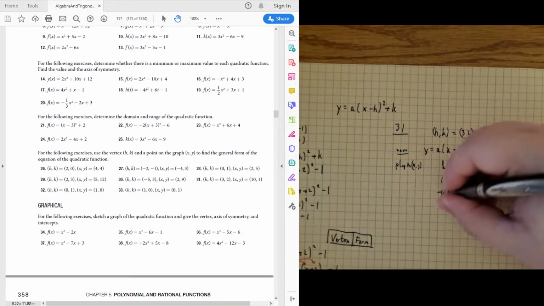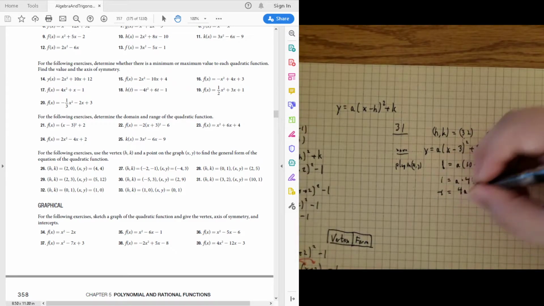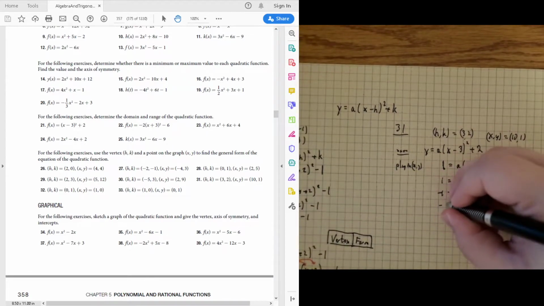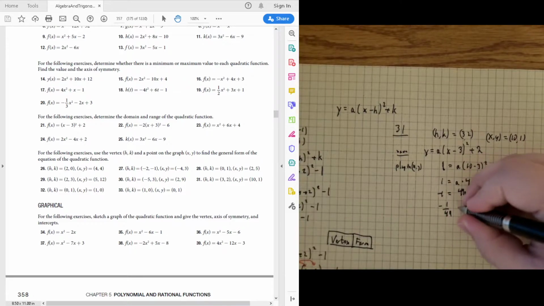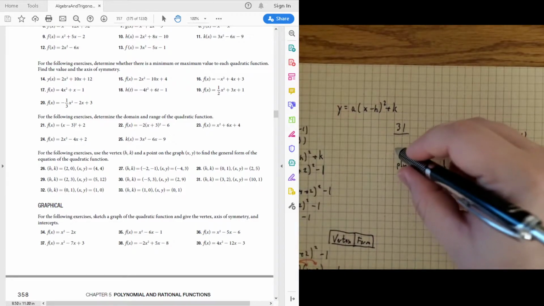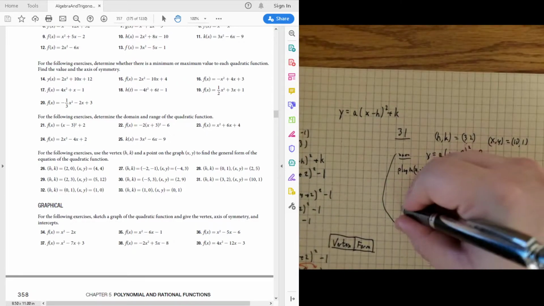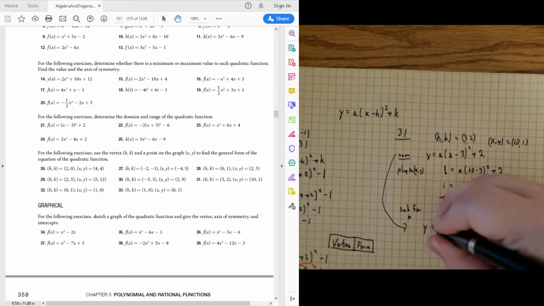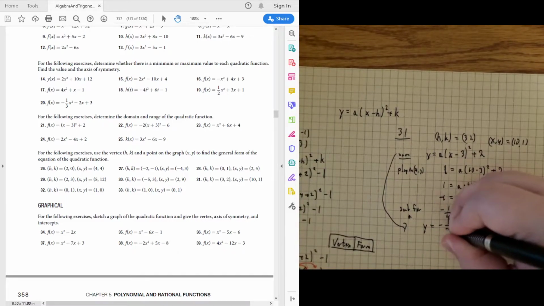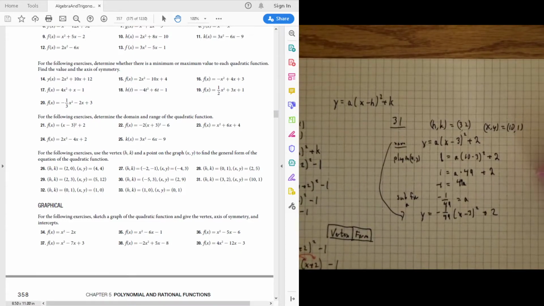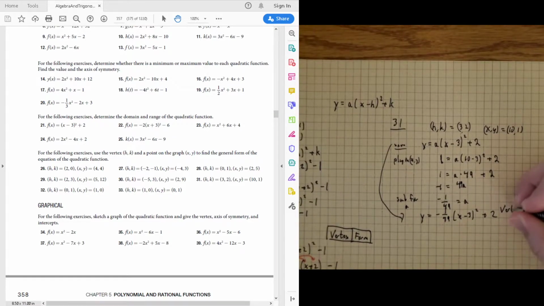I get negative 1 equals 49a. Then divide both sides by 49. I get negative 1 over 49 equals a. That's pretty good. So now we come back to that old equation, and we substitute in a. Y equals negative 1 over 49 times x minus 3 squared plus 2. Okay, this is again the vertex form.